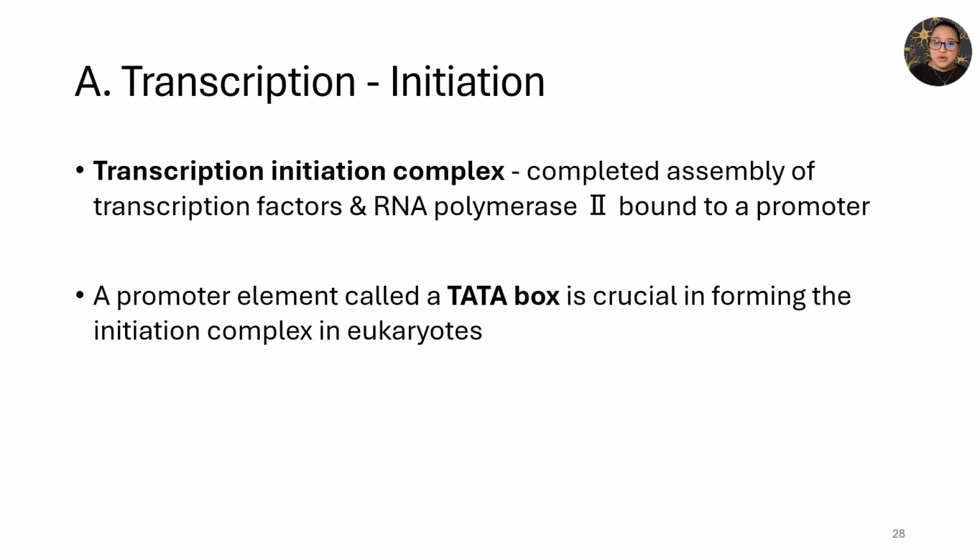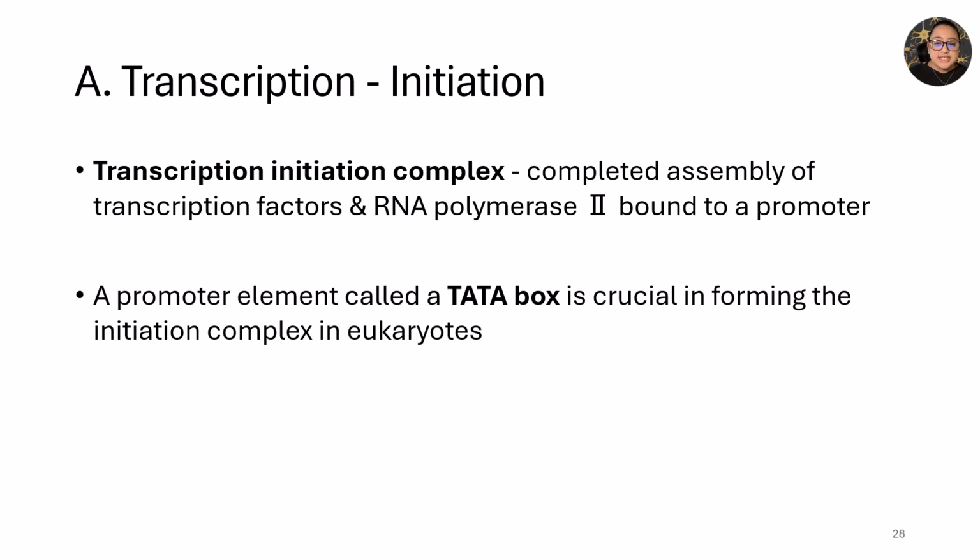And so when those transcription factors and RNA polymerase come together, they make what's called the transcription initiation complex. It's kind of like when all the Power Rangers come together and make that one huge Power Ranger. Once they're all together, they can start doing the job. So this whole complex is the completed assembly of transcription factors, these proteins, and RNA polymerase bound to that sequence called the promoter. So again, that's kind of like the title of the recipe, this is where we're going to start, and then we're going to go.